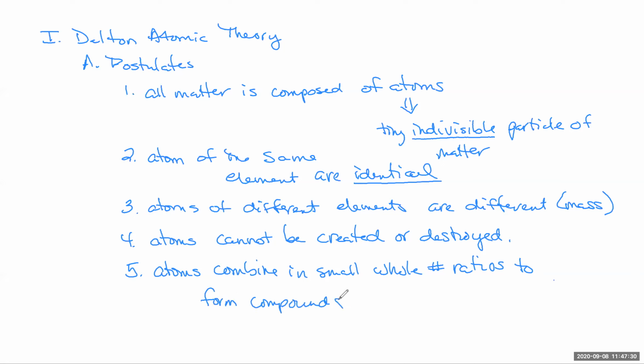It makes sense that they have to be whole number ratios because they're indivisible in his theory. So you can never have 1.5 atoms or 1.72 atoms. You have 1 atom, or you have 2 atoms, or you have 3 atoms. Now, what did he use as evidence for his theory? The first piece of evidence he used was the law of conservation of mass.